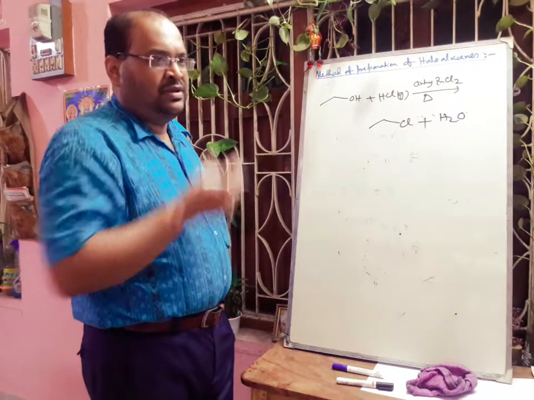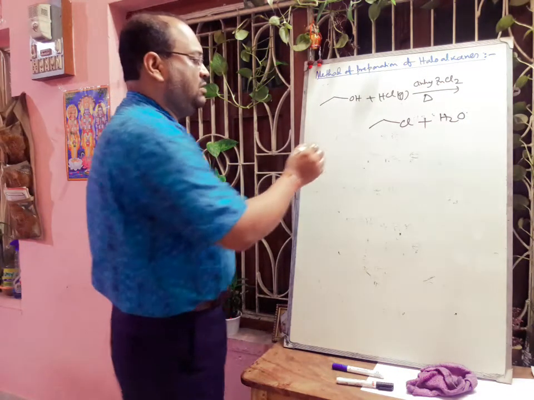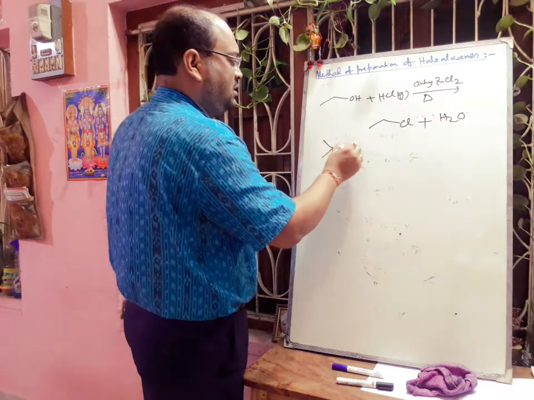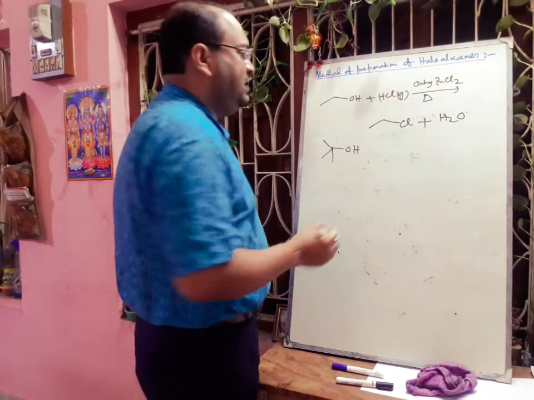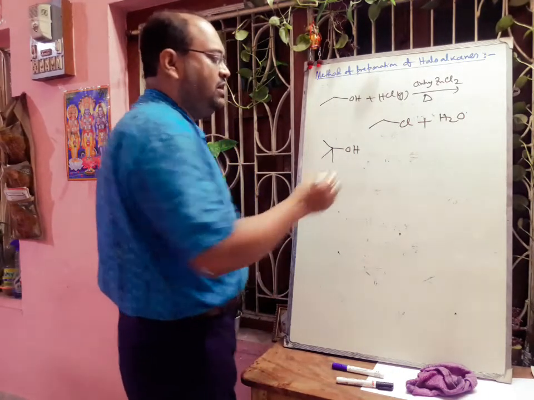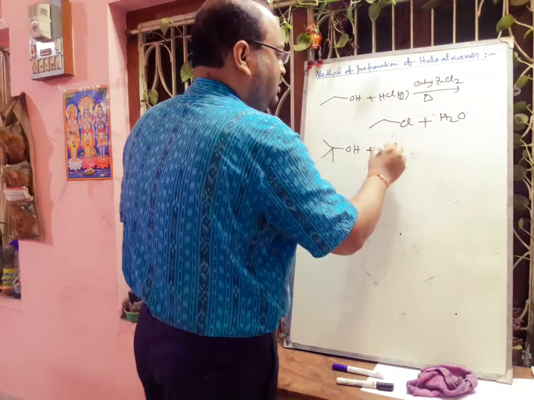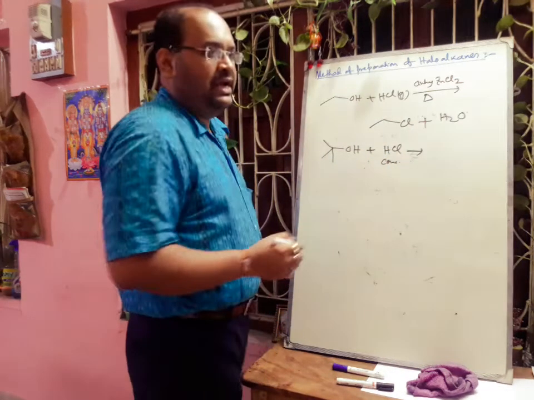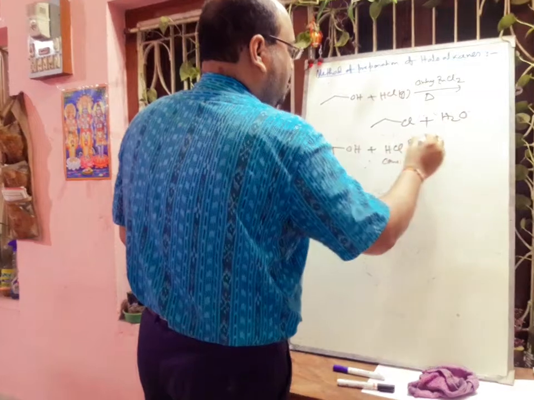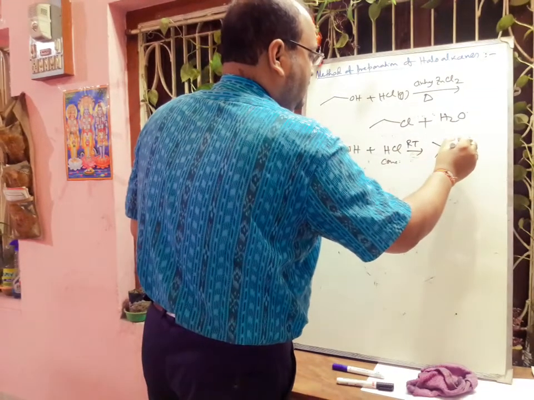Now if we take some tertiary alcohol, in this case zinc chloride is not required, the anhydrous zinc chloride is not required. We can only use the concentrated HCl, and in this way we will get the corresponding halide at room temperature.